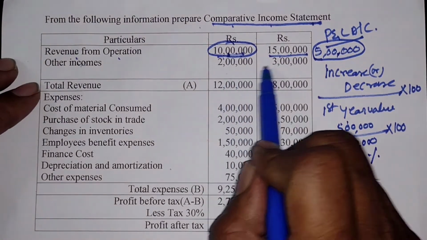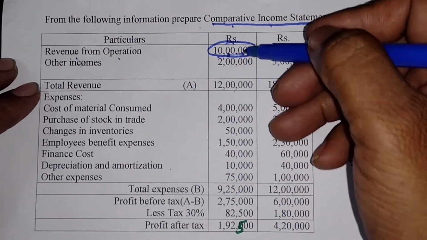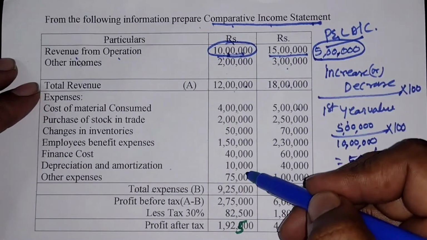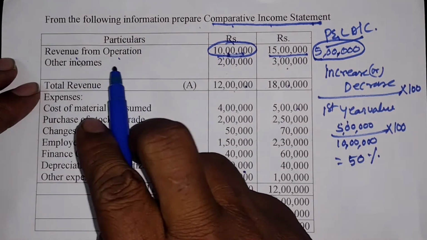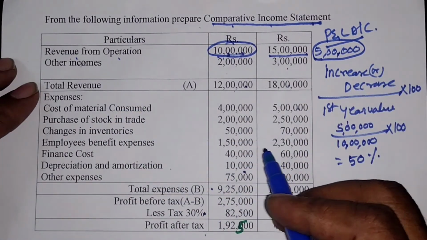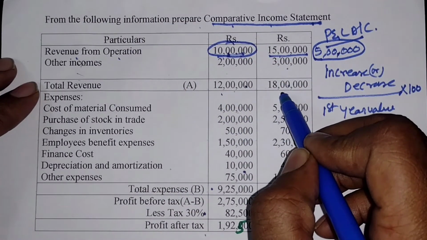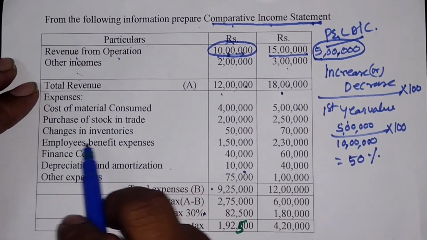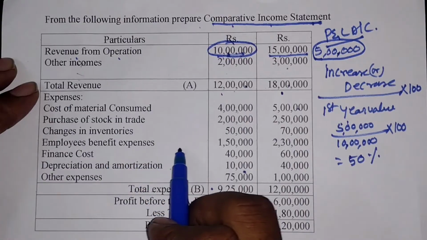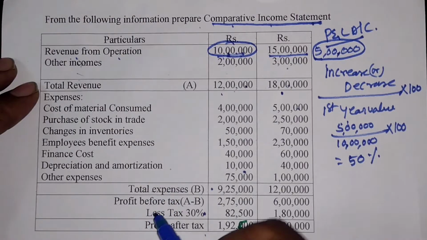Like that we have to do it for each and every item, and at the same time income minus expenses, we need to find the profit and we need to calculate the tax, all these things. Now let's step into doing the problem. Revenue from operation and other incomes both joined together are 12 lakhs and 18 lakhs. And expenses, if you see, cost of material consumed, purchase of stock in trade, changes in inventories, employee benefit expenses, finance cost, depreciation and amortization and other expenses.